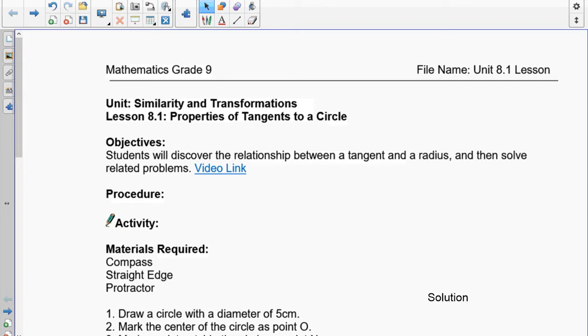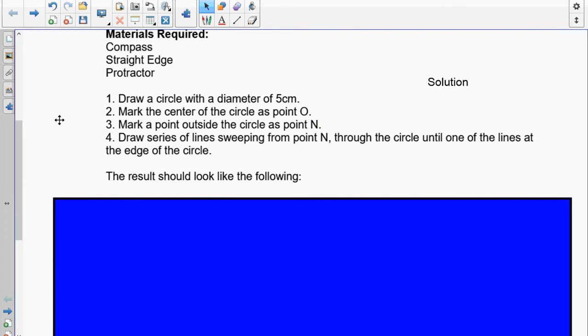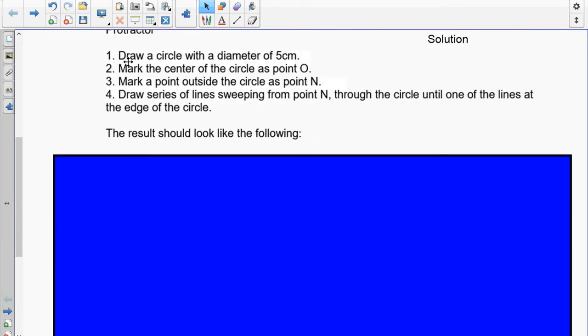So I need you to get a ruler, a protractor, and some paper. Actually, you can use the paper that's down here. What I want you to do is follow these instructions. Draw a circle with a diameter of 5 centimeters, and mark the center point, O, before you draw it with your compass so you know where it's at.